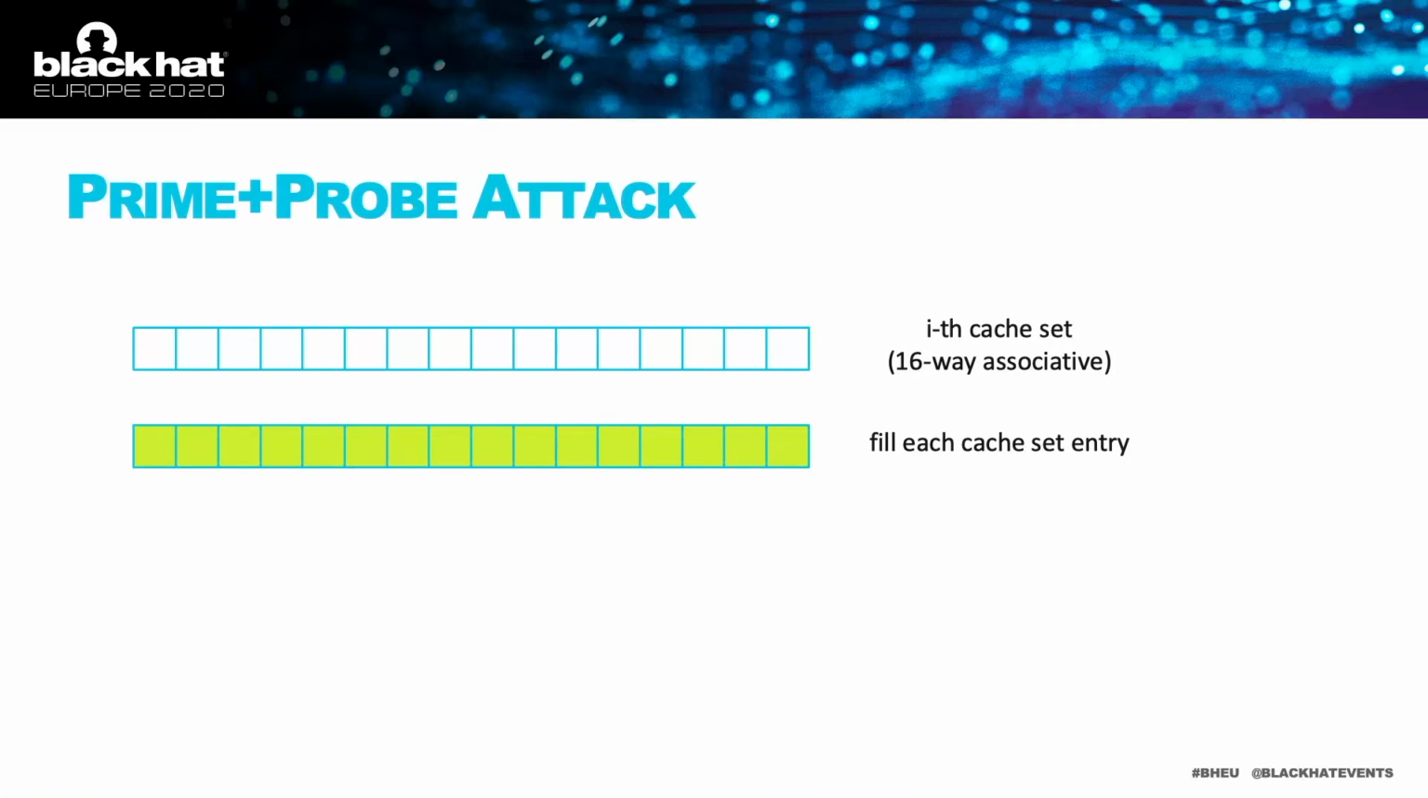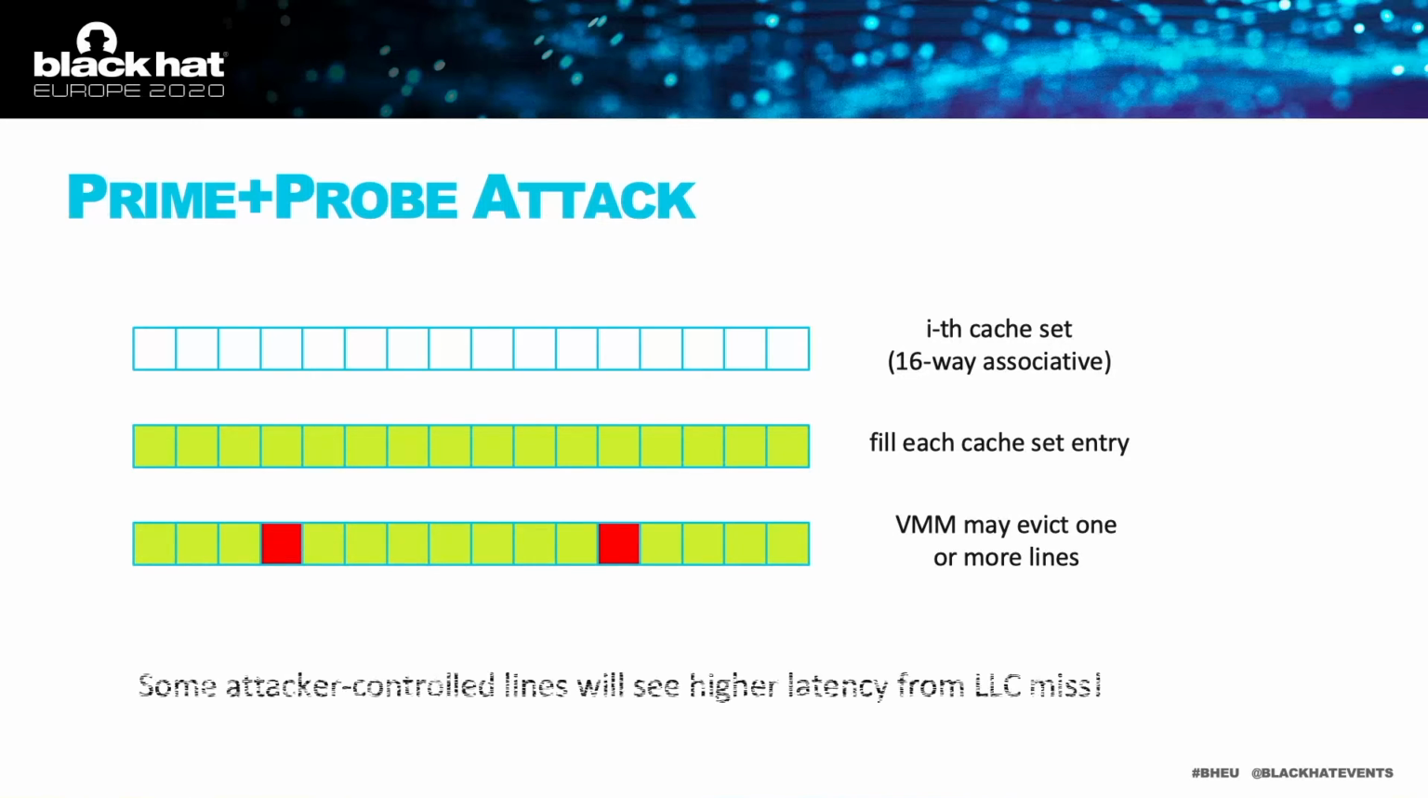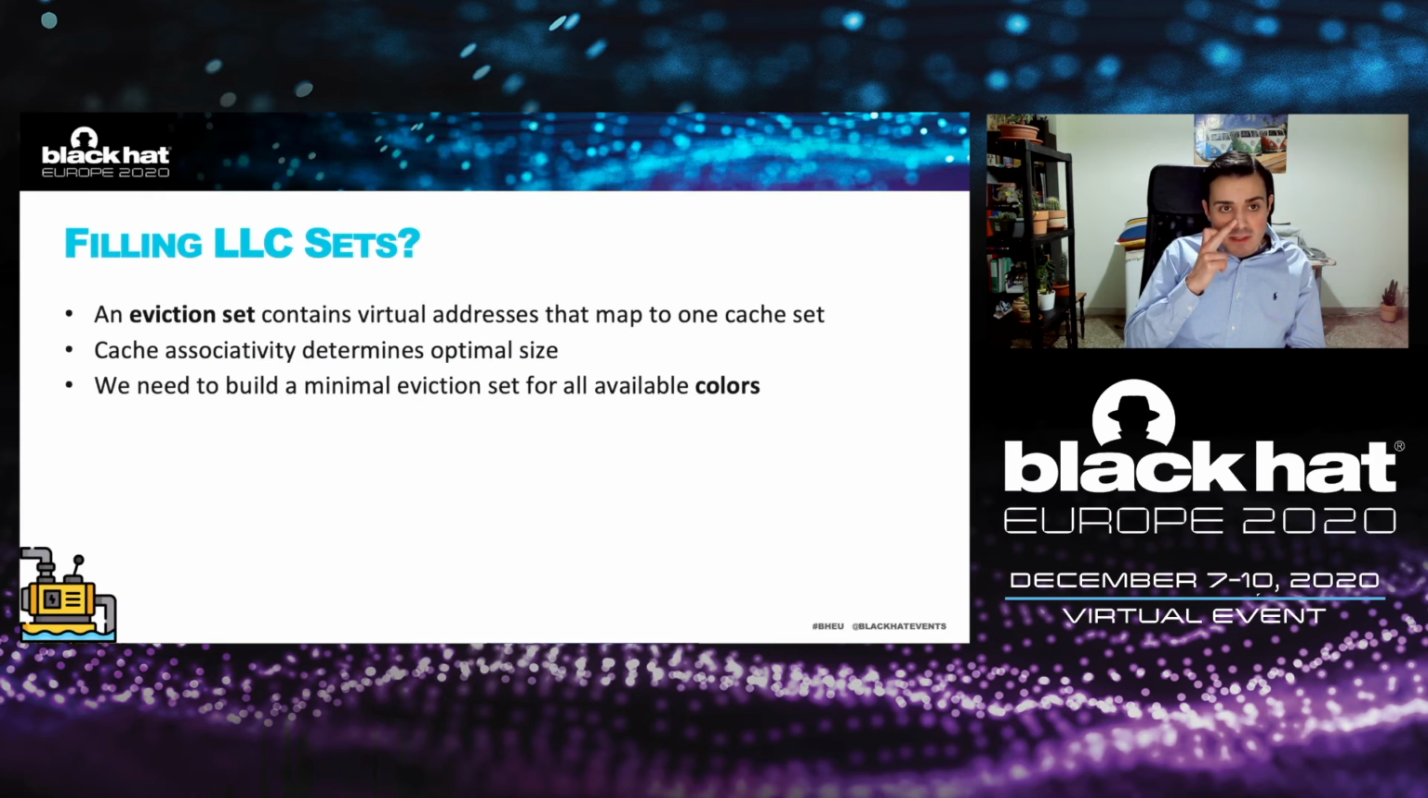So we will be mounting a prime and probe attack. The idea is that we will fill each cache set entry with attacker controlled data. Then we will cause a transition to the VMM, and we will try to see if this transition evicted or polluted one or more lines that we were controlling. Those lines will see a higher latency when we try to access them because they will cause an LLC miss. But how do you find eviction sets for the LLC?